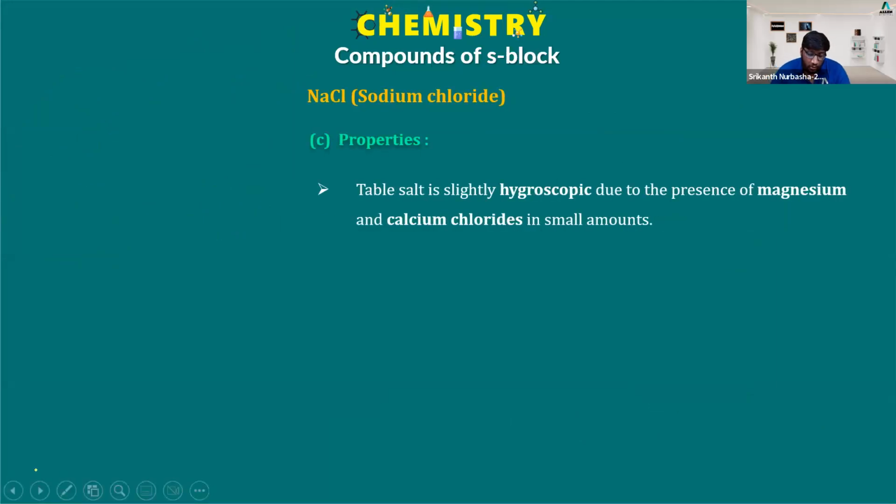So, NaCl, sodium chloride properties: it is a stable salt, slightly hygroscopic due to the presence of magnesium and calcium chlorides in small amounts. Whatever magnesium and calcium are present in small amounts, because of that it is going to be slightly hygroscopic in nature. Hygroscopic means it will try to attract water. That means it will remain in the hydrated form.